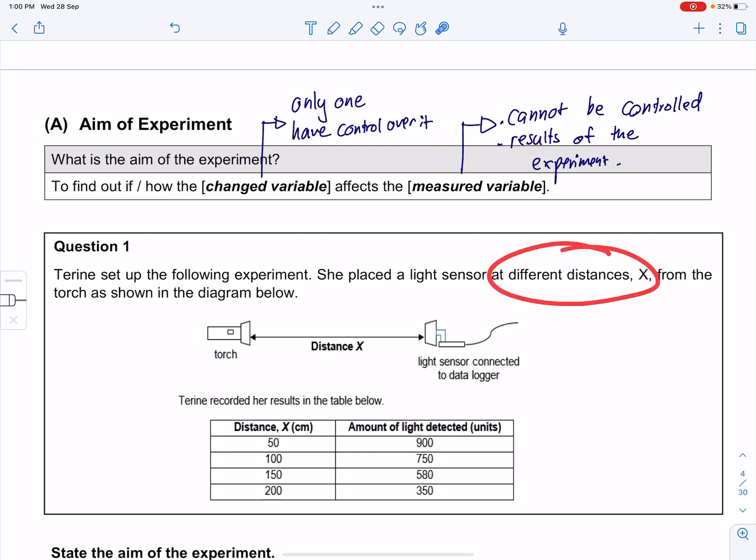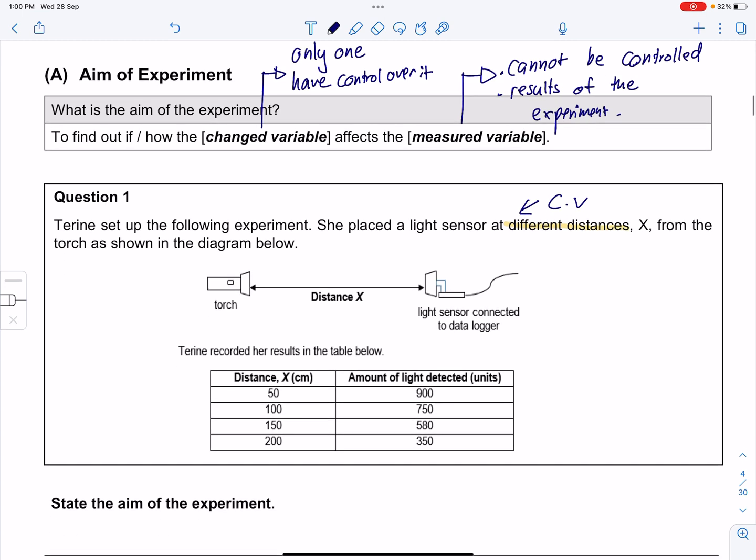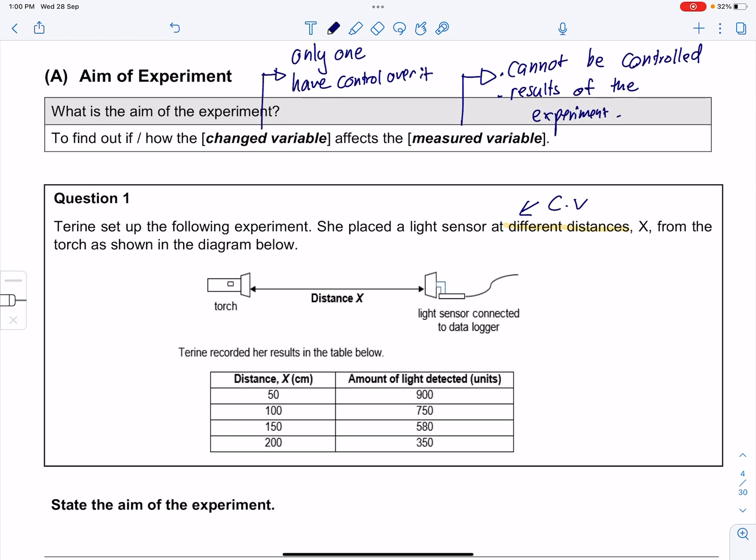So the word different tells me that this is something that is not the same, it's changed. So is this determined by Terene? Yes. So this would be your change variable. Usually I would just put CV to indicate change variable. Alright, she then recorded her results in the table below. So in the table, she actually recorded the amount of light detected. So this is actually your measured variable.